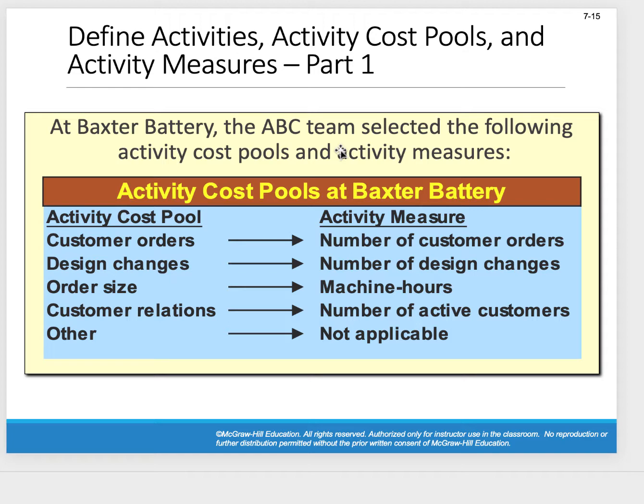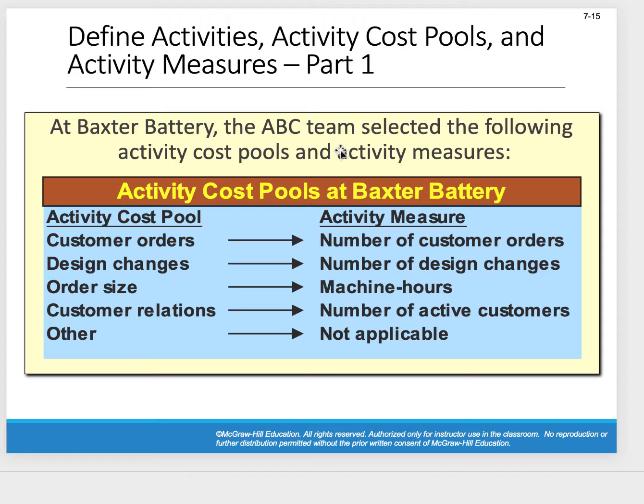So let's look at the activity measures. This is what's the cost driver, basically, is all we're identifying here. Well, the number of customer orders. That makes sense. We have costs associated with customer orders. What should drive those costs? The number of customer orders. Great. Design changes, those are product level activities. What would be a good driver, or excuse me, allocation base for these design change costs? Well, number of design changes.